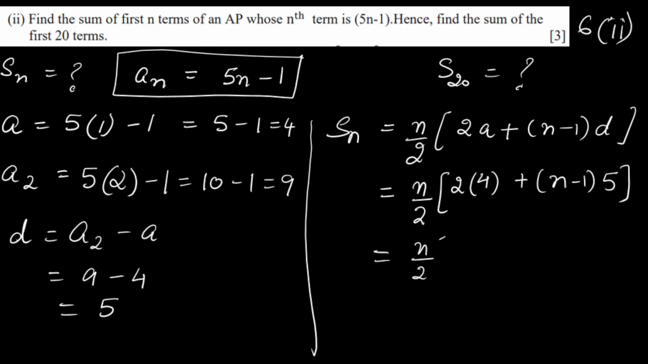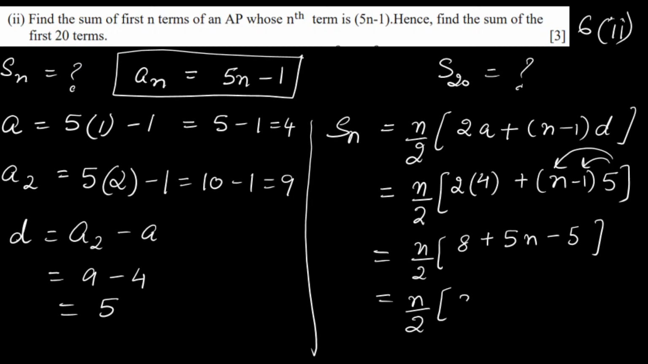So n by 2, 2 into 4 is 8. Now this 5 also let's multiply. 5 into n is 5n minus 5 into 1 is 5. So now like terms we can solve. 8 minus 5, these two are like terms. So Sn is equal to n by 2, 8 minus 5 is 3 plus 5n. So this is the value of Sn.